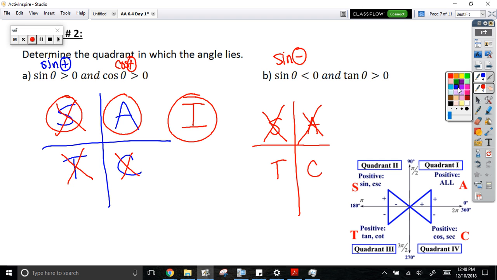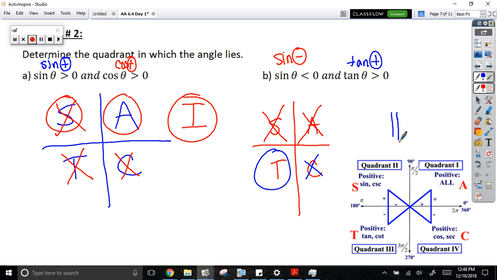Then it says tangent is greater than 0, which means tangent is positive. Which of these two have a positive tangent? The one with the T. Technically all would also have it too, but we already crossed that one off. So it has to be this quadrant, which is quadrant 3. Making sense?